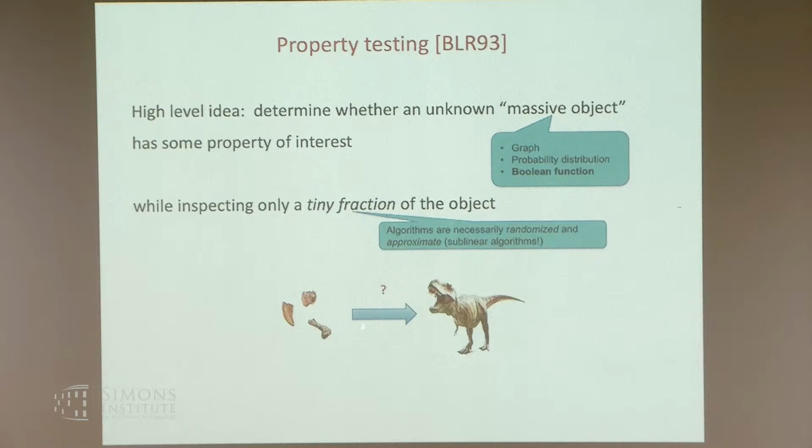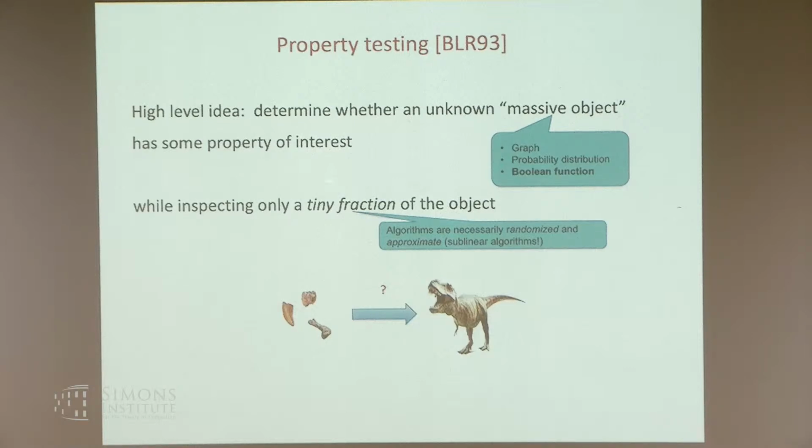So the silly cartoon here is that maybe you get a couple of bone fragments, a tiny, tiny part of this massive object, some prehistoric animal, and you want to figure out, is it a dinosaur? Is it something other than a dinosaur, like a saber-toothed tiger?